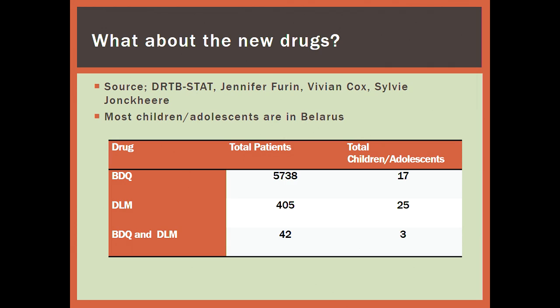And I'm gonna finish about the new drugs. And you all know that we have bedaquiline and delamanid being used. And here I have to thank Jennifer and Vivian and Sylvie, the two Jennifer and Vivian from the DRTB stat, which collect programmatic data on the use of these new drugs. And here is a kind of summary of what is currently on the ground. 5,700 plus patients on bedaquiline under program conditions right now, 17 children and adolescents. Most of them are adolescents, for, as you know, bedaquiline is not used in children. Delamanid, 25 out of 405, quite abysmal figures. And there are 3 adolescents on a combination of bedaquiline and delamanid.